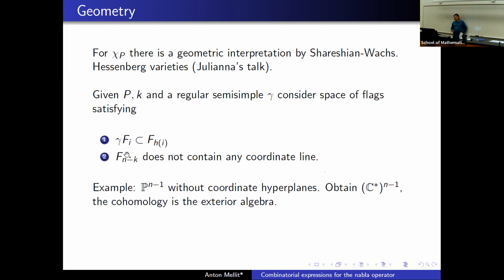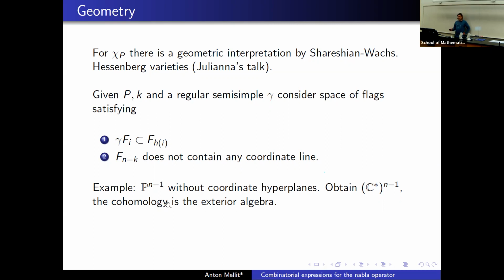Here is an example. You take your Hessenberg function to be just n. So the first condition is vanishing. And you can also take partial flags, in fact. And so here is one example. You take P^{n-1} without coordinate hyperplanes. Our second condition will say remove coordinate hyperplanes. What do you get? You get the torus, right? C star to the n minus 1. The action of the permutation group is just permuting the coordinates.